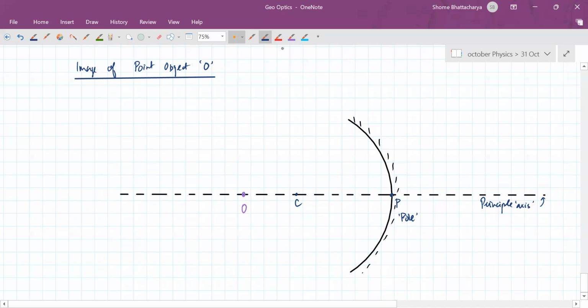So what will happen is that a ray of light incident from the object along OP, that is along the principal axis, will just reverse its path because its angle of incidence is 0. Okay. So understand here that consider a ray of light incident like this along the principal axis. It has a 180-degree deviation. It just reflects back. It retraces its path.